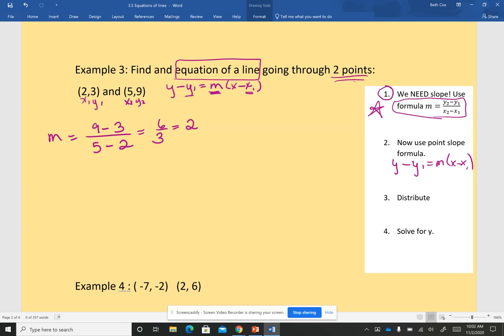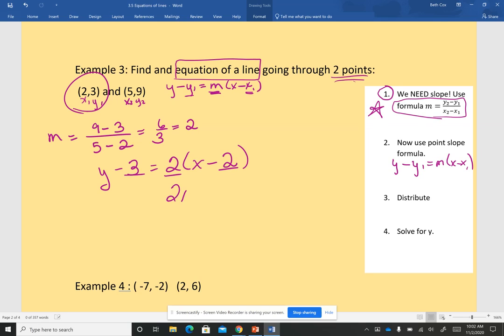Okay, and so now I'm going to use the other formula. y minus blank equals m times x minus blank. Now, which one am I going to use? It really doesn't matter technically. It does say x1, y1, which I have decided was 2, 3. So I will use that one.